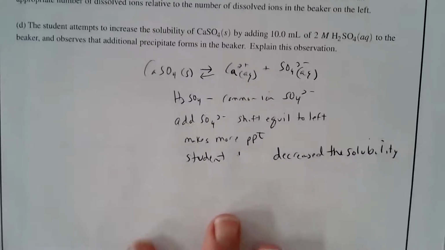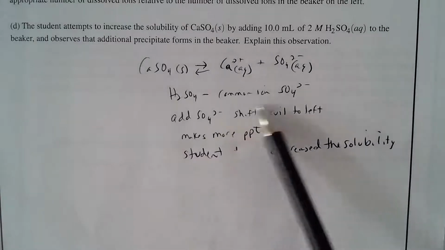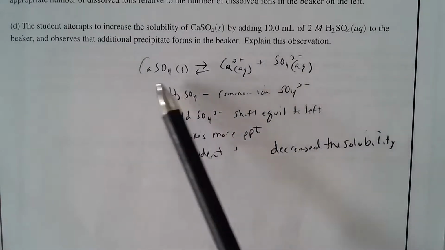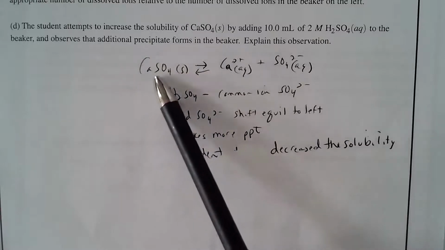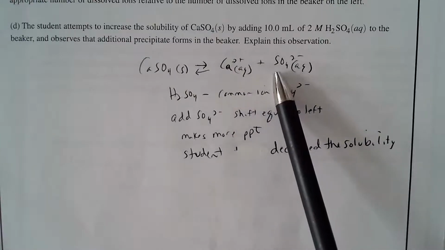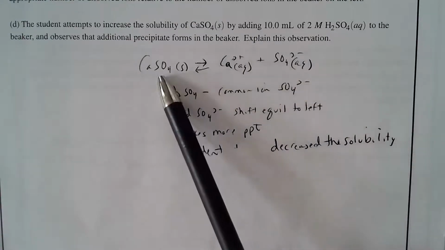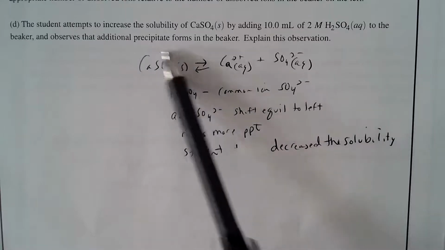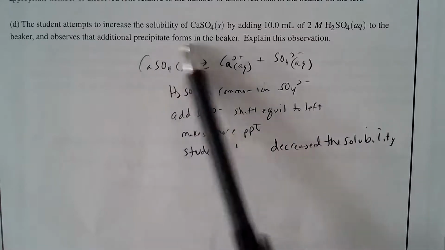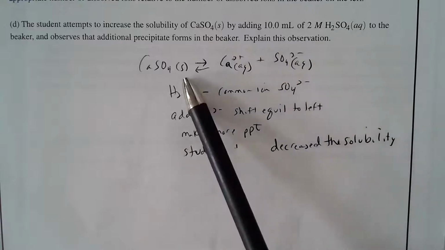And then finally, letter D. This one is asking about the fact that a student tried to increase the solubility by adding H2SO4 to the beaker. SO4 is the common ion here. And so when you are looking at the solids like calcium sulfate, when they dissolve, they form the ions, however many ions that you have in there. So I'm adding more SO4 to this equilibrium. So that's going to shift it to the left. It's going to shift it to the left, which is going to be the calcium sulfate as the precipitate, as the solid form. So that is why you make more precipitate, because you are shifting it to the left.